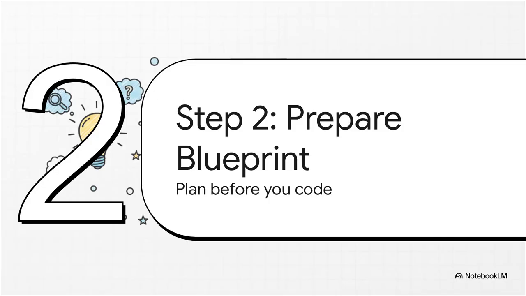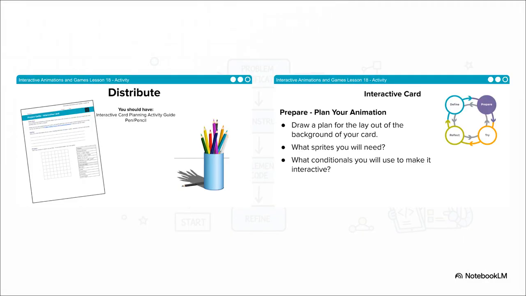Once you've got that idea buzzing, it's time for step 2, prepare the blueprint. This is where you map everything out before you write a single line of code. And trust me, this step is a lifesaver. It saves so much time later on. And you've got the perfect tool for this, your planning guide. Use it to actually sketch out your scene. Go for it. Where are the sprites going to go? What sprites do you even need? Then you can start thinking about the logic, those if statements that are going to make it all come alive.